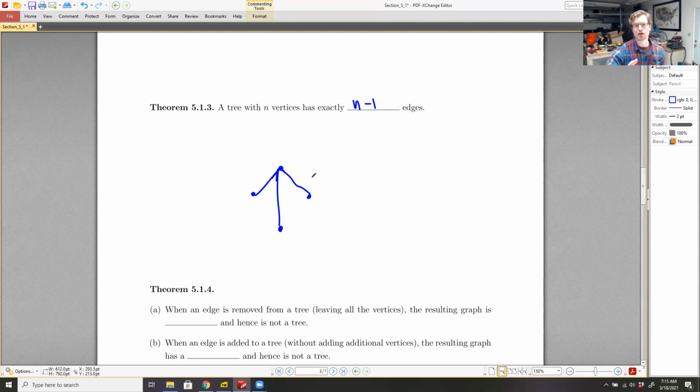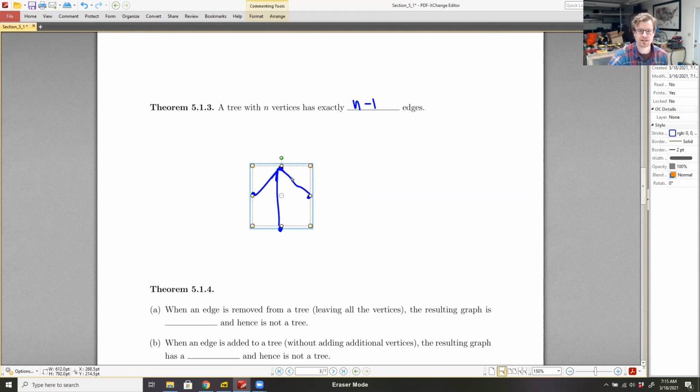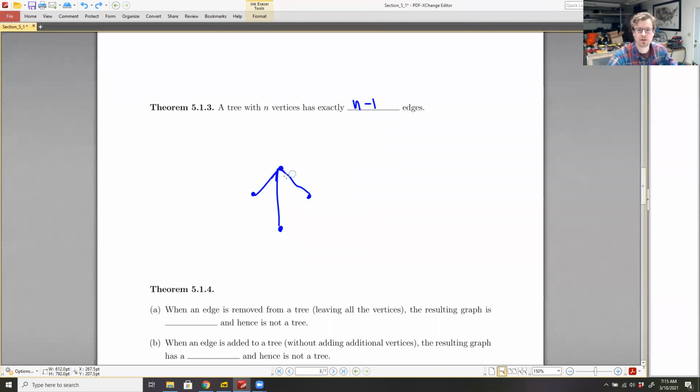If I take any edges away, again, it would be disconnected. All right, if I took this one away, right, it would no longer be connected. So yeah, I've got to have all of those things there. Excellent.